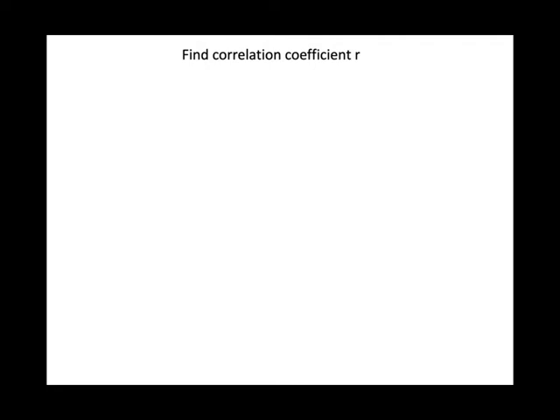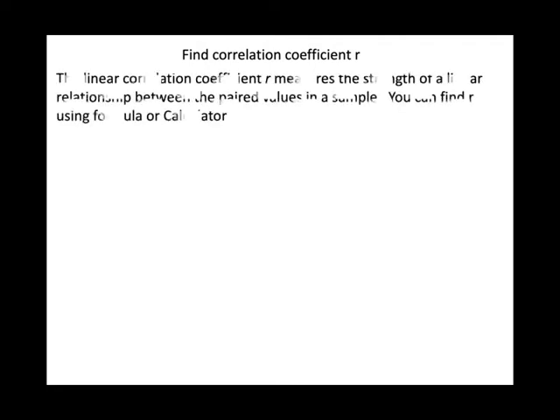Okay, find the correlation coefficient R. The linear correlation coefficient R measures the strength of a linear relationship between the pair values in a sample. You can find the R using the formula or calculator. Using the formula to find the R is really complicated. I'm not going to teach you guys that for this class.